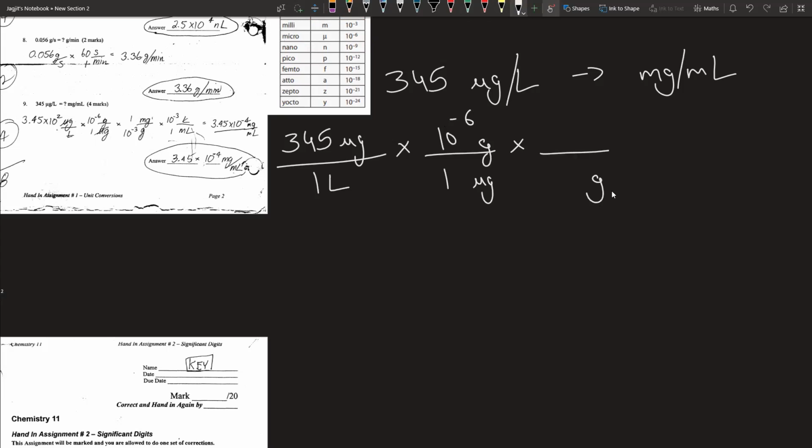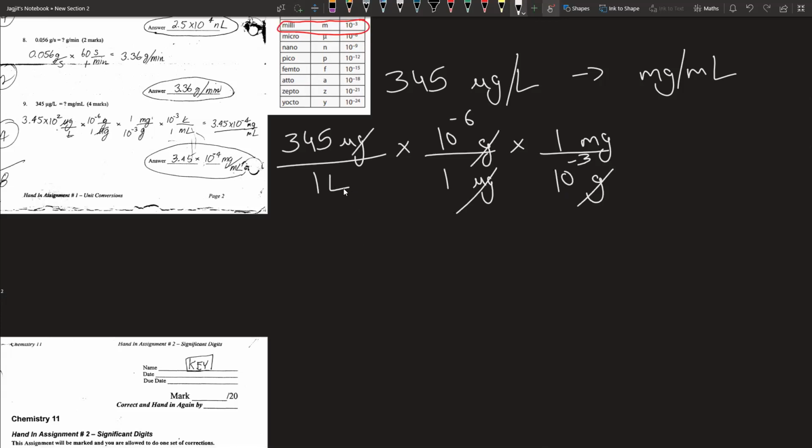So I have grams at the top, I put grams at the bottom. And I put milligrams at the top. This is non-regular. I put 1 beside that. And what does milli stand for? Milli is 10 to the power minus 3. So 1 milligram is 10 to the power minus 3 grams. Grams cancels. Microgram canceled there.